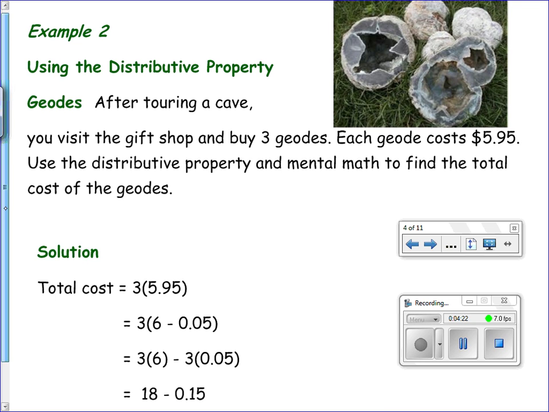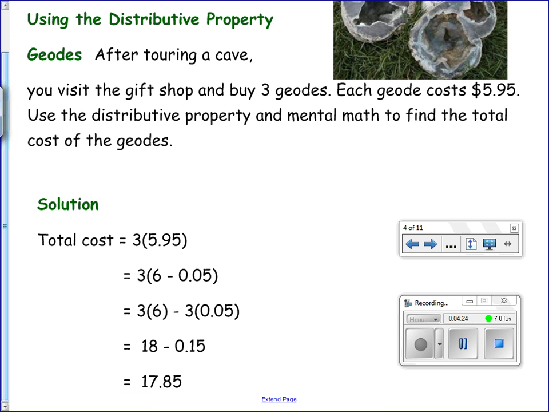So we need to find the total cost. You buy 3 of them. 3 times $5.95. In the parentheses here, 6 minus 5 cents is the same as $5.95. So we're going to distribute 3 to everything inside the parentheses. So 3 times 6 is 18. 3 times 5 cents is 15 cents. $18 minus 15 cents is $17.85. So the distributive property can be used to simplify certain problems that you have to work out.